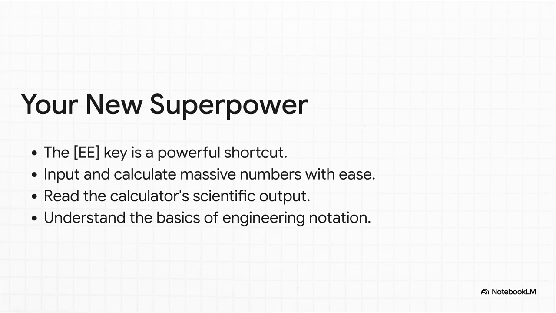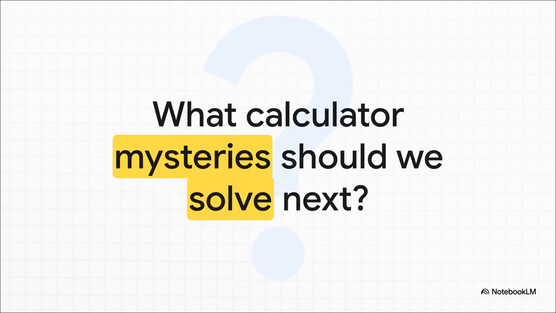Let's do a quick recap of what you can do now. You know that the EE key is your friend. It's a powerful shortcut. You can now input and calculate gigantic and tiny numbers without getting lost in a sea of zeros. You can read your calculator's display, and you even get the basics of that special engineering twist. See? You've turned a mysterious button into a seriously powerful tool.